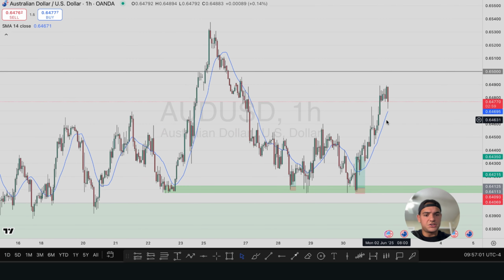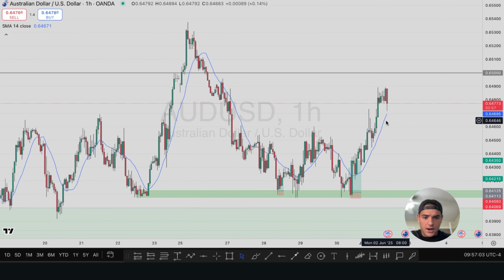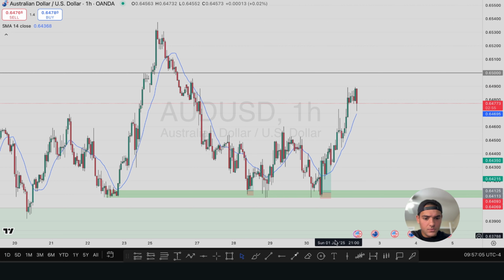to AUD USD. This is my trade right here. As you guys can see, I entered right over here on this area of support, exited right over here, and now we are just making new highs on the market.